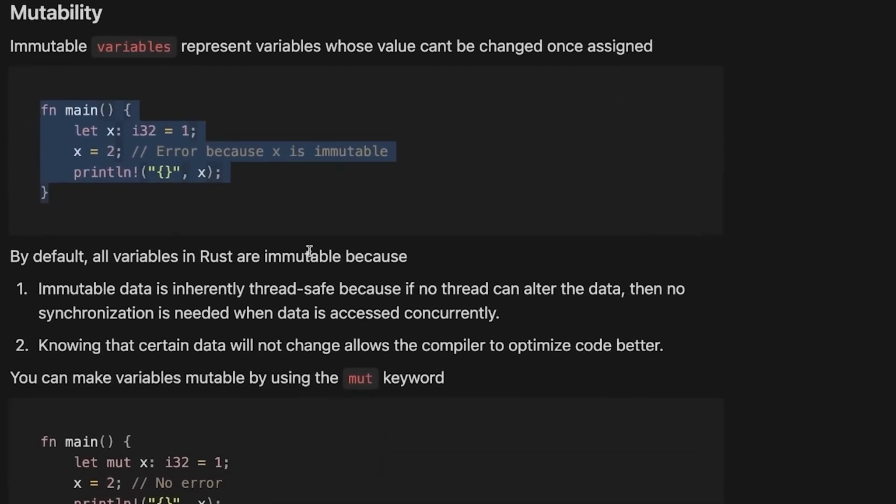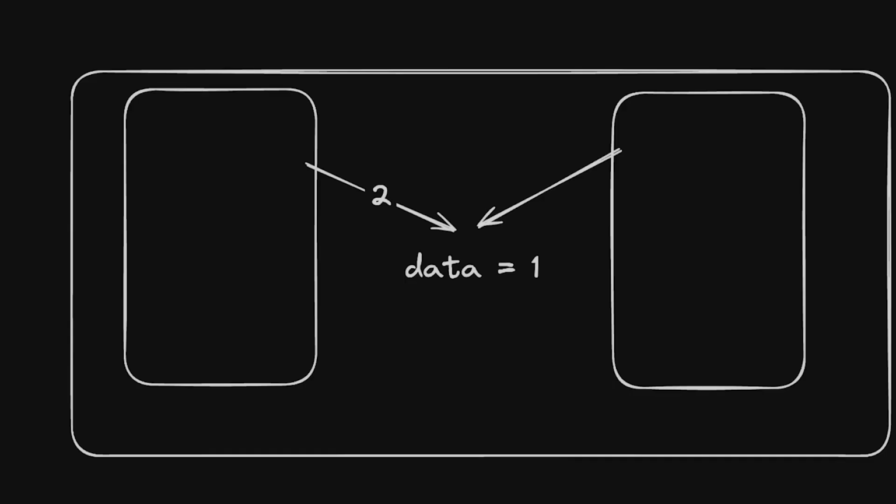By default, all variables in Rust are immutable because immutable data is inherently thread safe. Because if no thread can alter the data, then no synchronization is needed when data is accessed concurrently. If both sides try to access data at the same time, there is no synchronization needed. Okay, you wait, I am first trying to update it, or you wait, I will first update it, then you take data. There is no need for synchronization. By default, the data can be read by anyone, doesn't matter who reads first, the data is constant, can't even change.